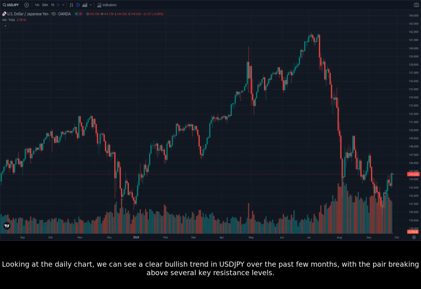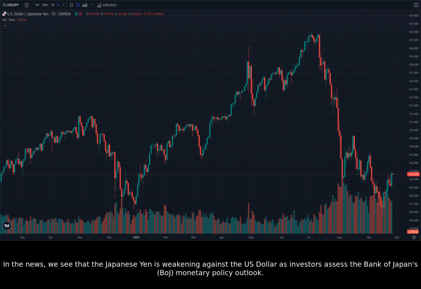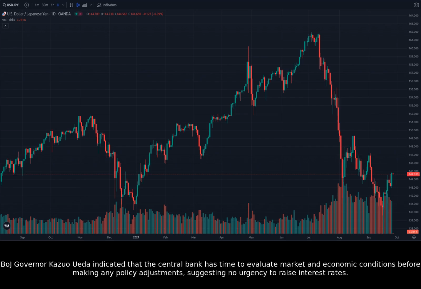Looking at the daily chart, we can see a clear bullish trend in USDJPY over the past few months, with the pair breaking above several key resistance levels. In the news, we see that the Japanese yen is weakening against the US dollar as investors assess the Bank of Japan's, BOJ, monetary policy outlook. BOJ Governor Kazuo Ueda indicated that the central bank has time to evaluate market and economic conditions before making any policy adjustments, suggesting no urgency to raise interest rates.